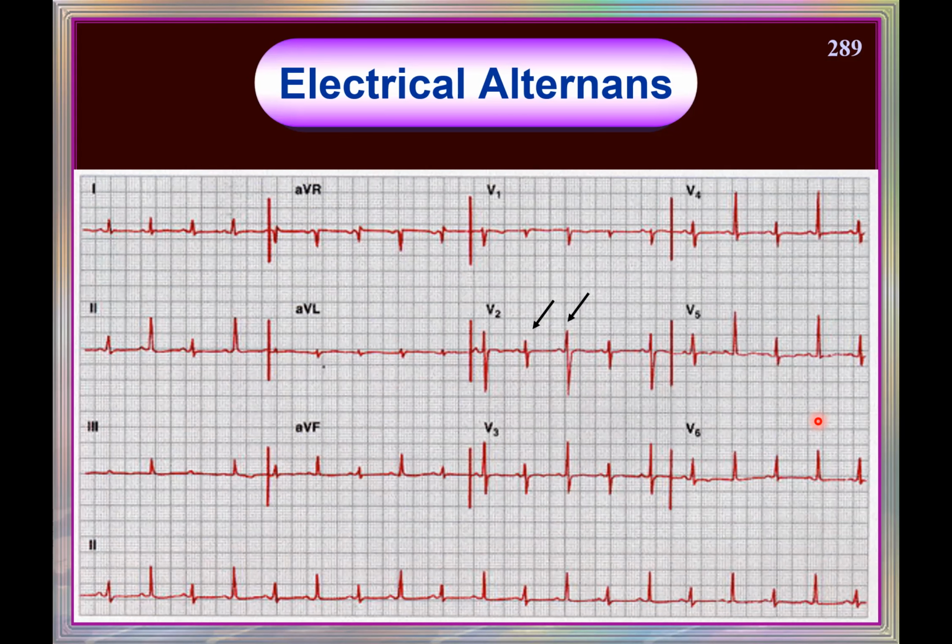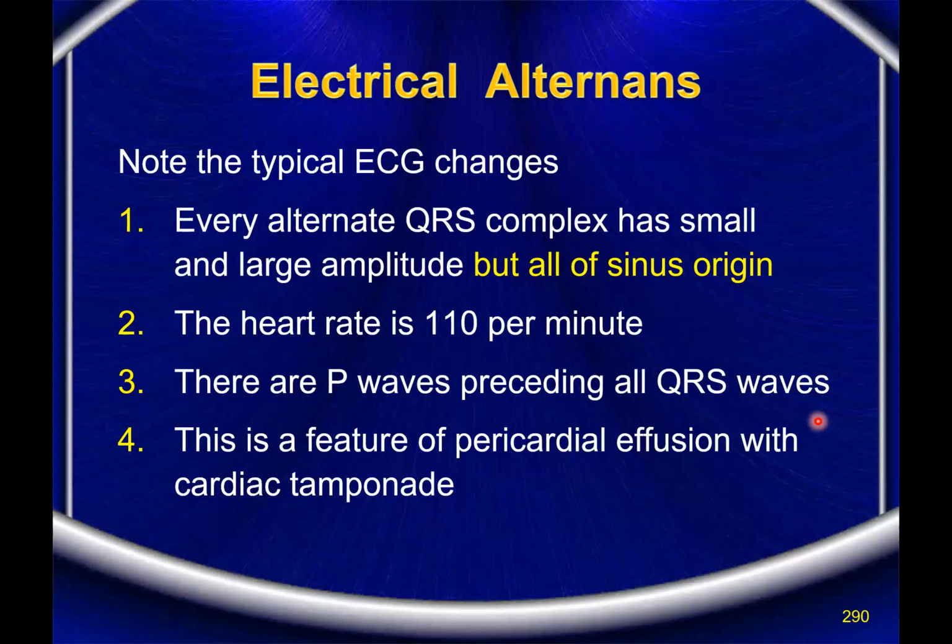Electrical alternans, if you see it, he is a candidate for ischemia. A bulb, if it is flickering, not properly burning, so that means it is burning brightly and again bright, dim, bright, dim, bright, dim. That's an indication the bulb is going to fuse. Similar is the case here. Note the typical ECG changes.